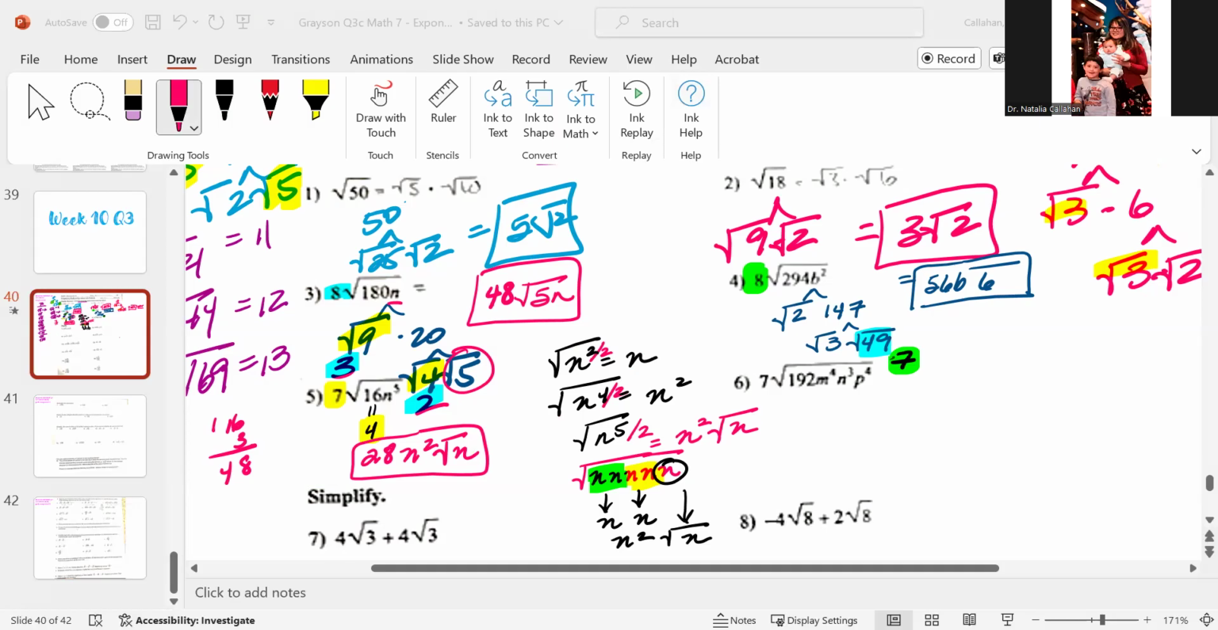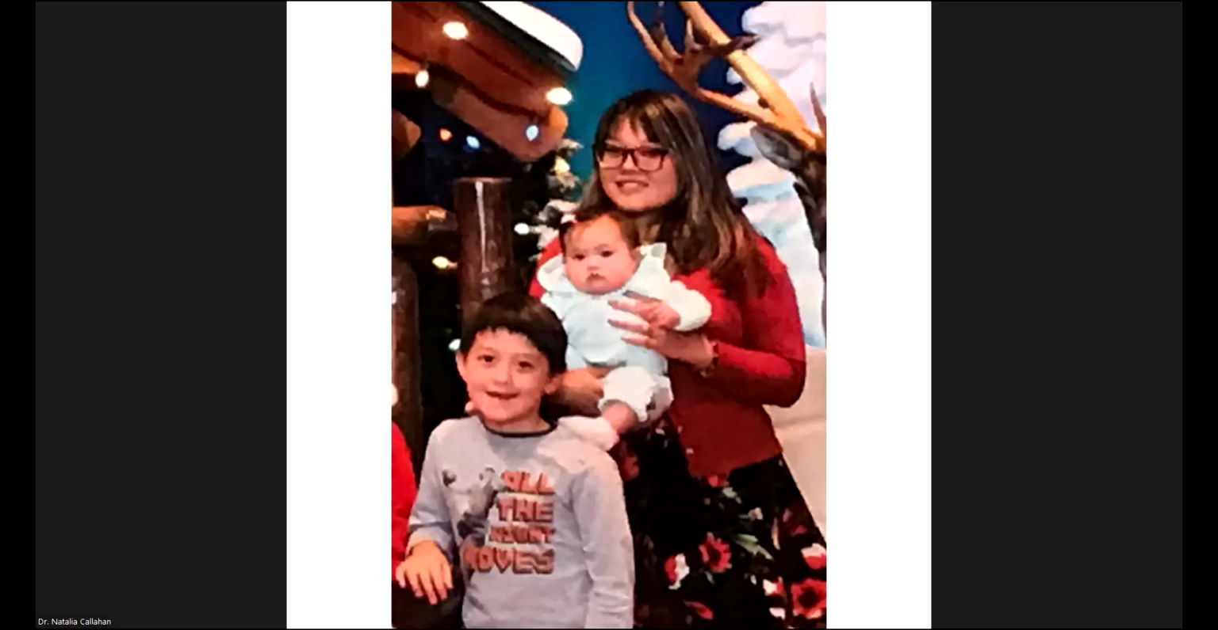I don't know what's happening with my Zoom here. Not working. What is happening here? What's going on?